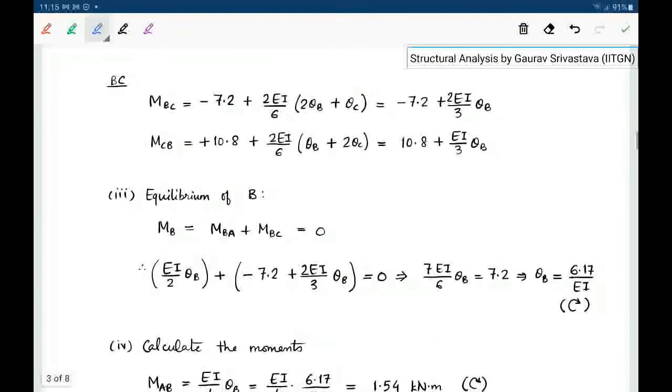And then we write the slope deflection equations for span BC, right? So we get MBC equal to this and MCB equal to this. And in this case, the fixed end moments are non-zero, so we have retained them here. But the end C is a fixed end, so theta C is going to be 0. So we get two equations like this, right?